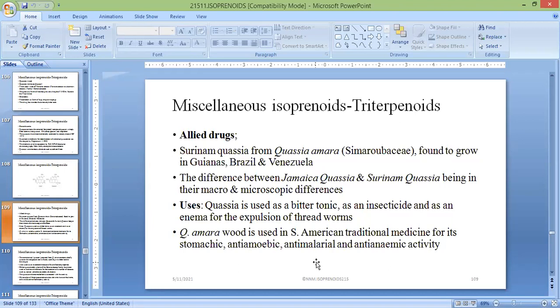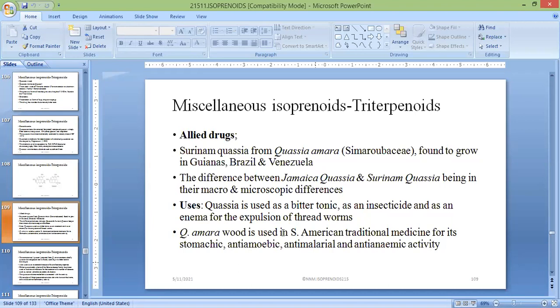Let's continue. So quassia we've seen as a bitter tonic, and it's also used for expulsion of worms. For triterpenoids, again, nothing much. They aren't questions that were being tested from here. So next we go to the tetraterpenes.